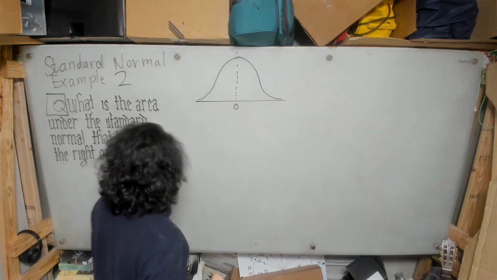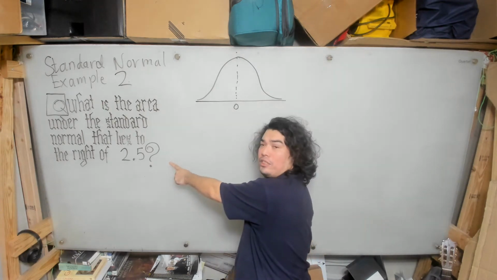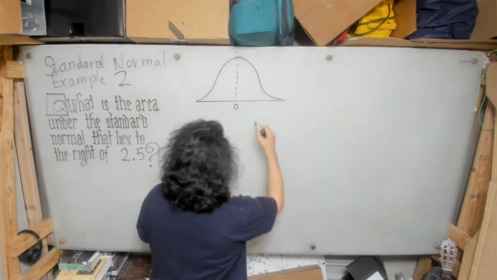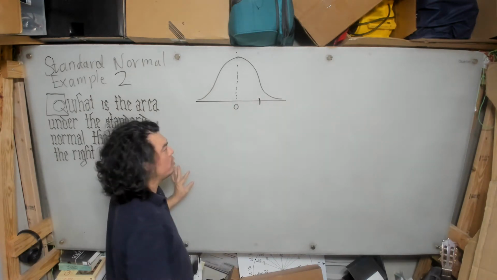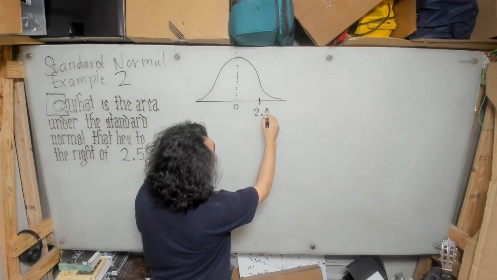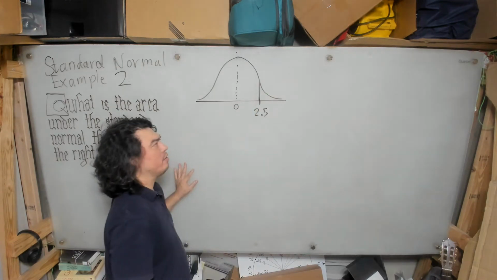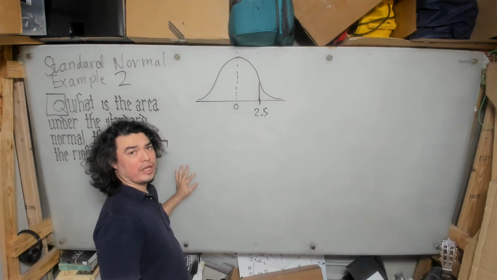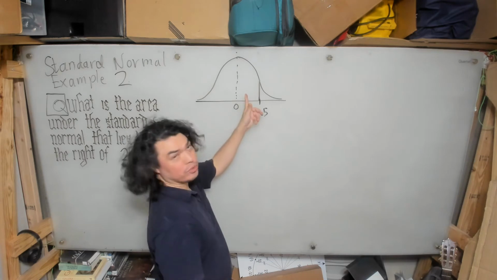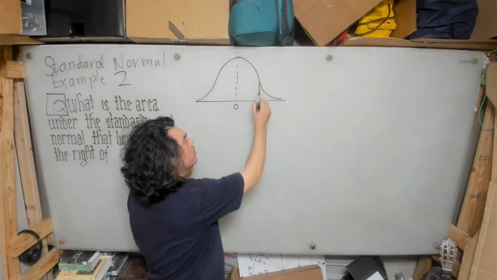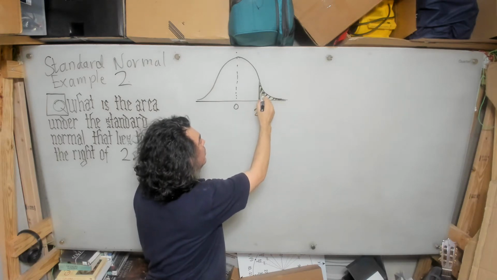And the question is, what is the area under the standard normal that lies to the right of 2.5? So where is 2.5 relative to this? It'll be over here somewhere, right? 2.5. So if I draw my vertical line there and I ask, what is the area they want me to calculate? What is the area that lies to the right of it, right? So it's not this one, because that lies to the left of it. So it's this part. It's the tail, right?